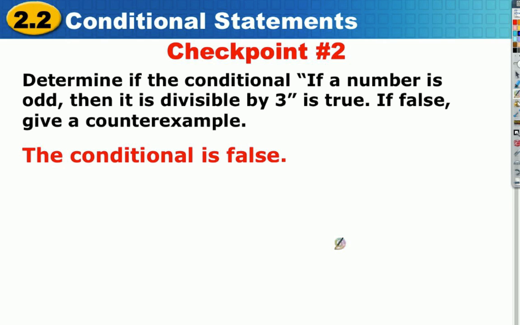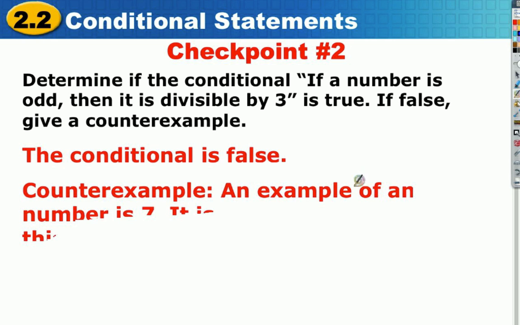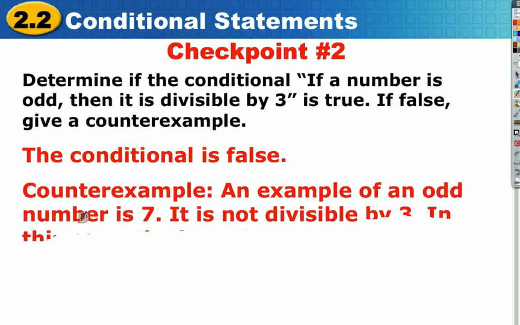Feng. 25. I'm sorry? 25. Is that an odd number? Yeah. But it's not divisible by 3. So that makes this a false statement. Who did I say was next? Anne, go ahead. 23. Okay, also same thing. Alyssa? 7, which is the magic one that I picked. Example of an odd number is 7.